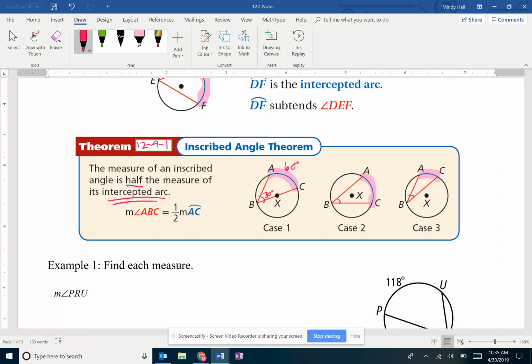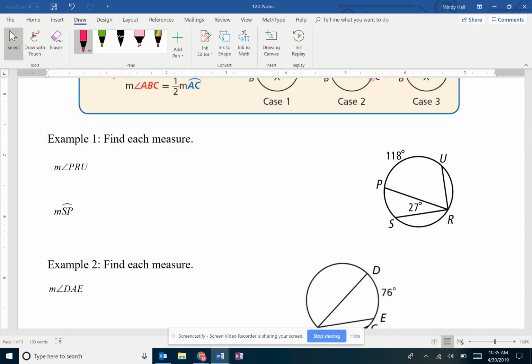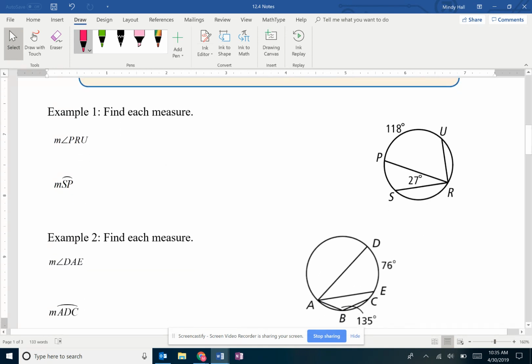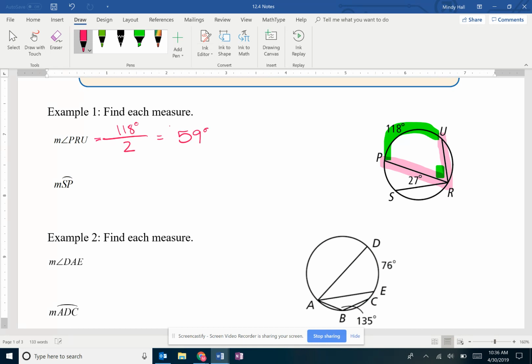Simple as that. So getting to the examples, finding the measure of angle PRU. P to R to U, we are looking at this arc right here and the angle down here. Because it's just half of the measure, it's going to be 118, because that's the arc measure, divided by 2, which gives me 59 degrees. And that is literally all you have to do.